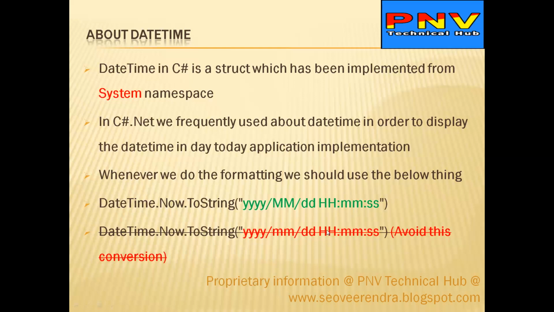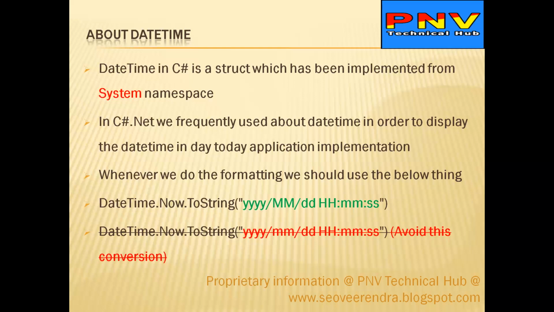What is that problem? With small h, if you are at 8 a.m., you will get 08, and if you are at 8 p.m., you will also get 08 only. It represents 08 a.m. and 08 p.m., but the databases will not capture the a.m. and p.m. This is one of the commonly made mistakes.